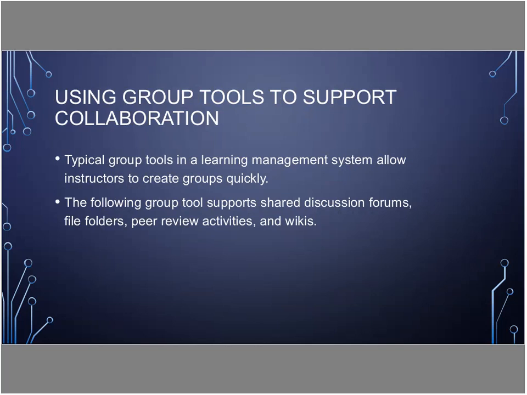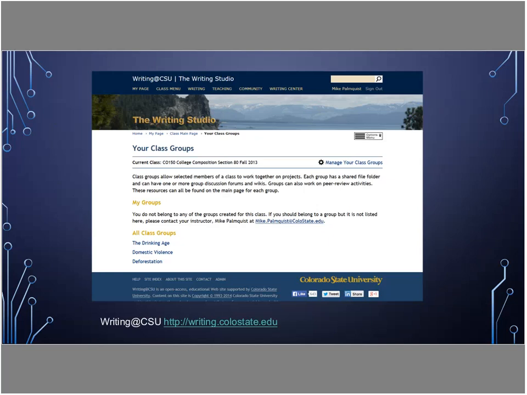So we put this together, and you start out, here's your class groups, and this is what students would see: my groups. I'm the instructor, so I don't belong to any of this, but this is a course I taught last fall as a freshman composition course. My students had wanted to work in groups on various projects, so they put together some of the standard stuff like the drinking age and deforestation. It was pretty good. On the next page, you'll see, up here, manage your class groups on the right side there.